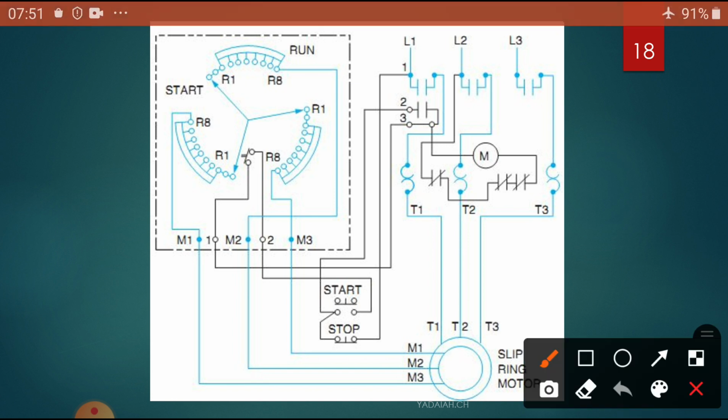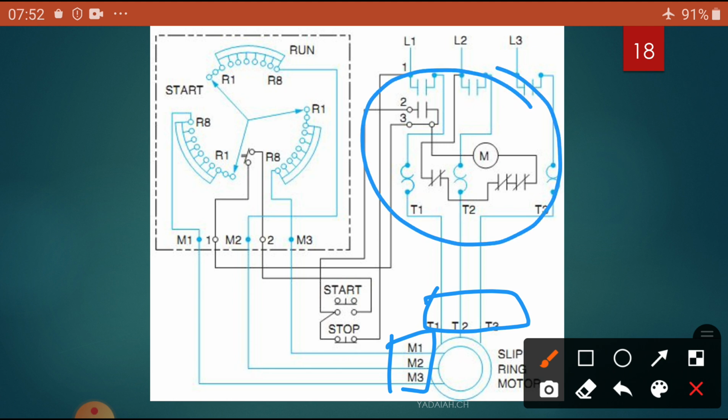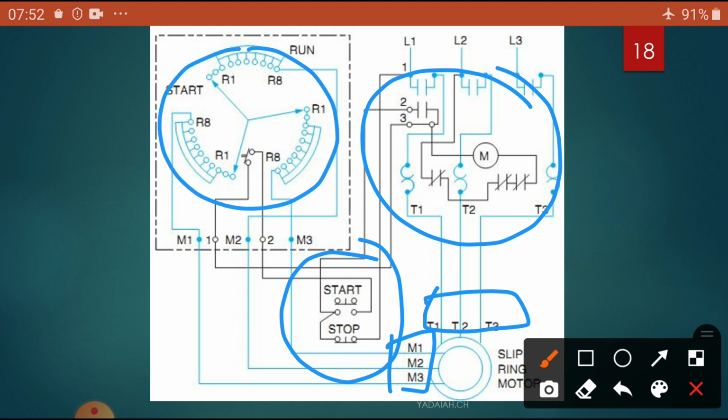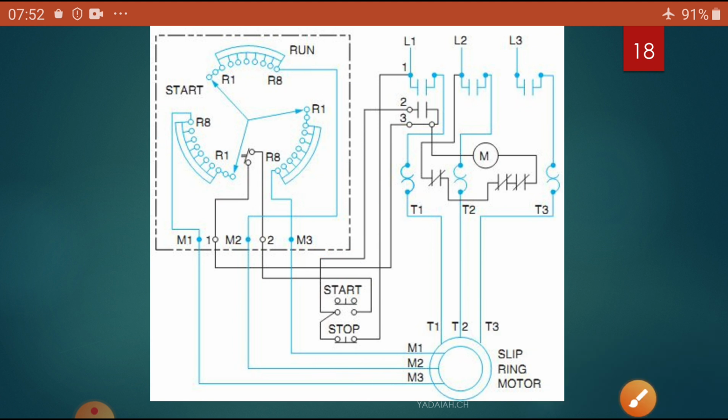Here it has a slip ring induction motor with the terminals. This is the stator side, this is the rotor side, you can observe it. Here is how we control the whole mechanism: protection is provided, and the start and stop green button and red button are also provided. The studs are also provided to cut out the resistance once the speed increases in the rotor circuit. So this is the total circuit diagram.